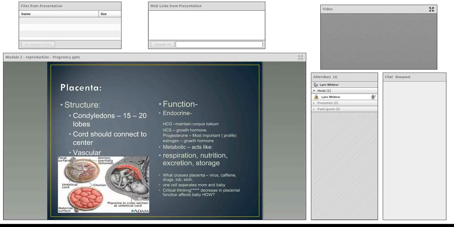Here is the placenta. We do need to spend a little bit of time on the placenta because it is the most important organ of pregnancy. If your placenta is not functional, the body will not maintain the pregnancy.